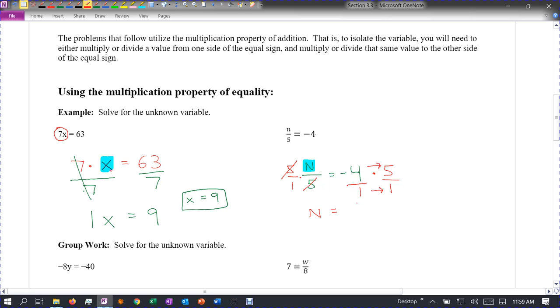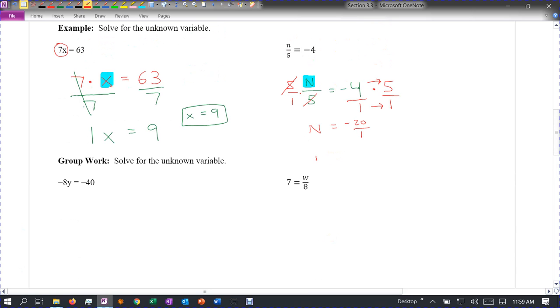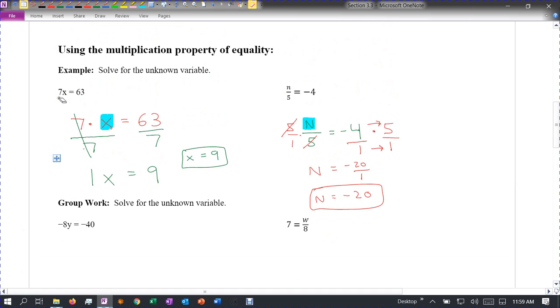So -4 times 5 gives you -20, over 1 times 1 is 1, so n is just going to be -20. So two good examples. If you have your variable and you have a number being multiplied in front, we're going to divide that number out. If you have your variable and it's being divided already, then we're going to multiply by that number to get it to basically become a 1.